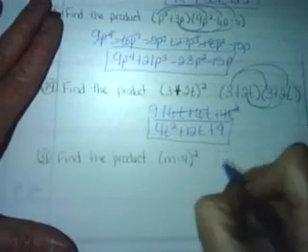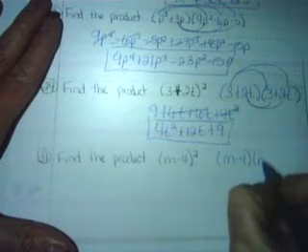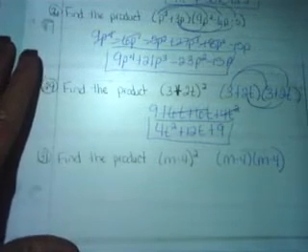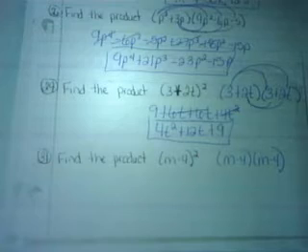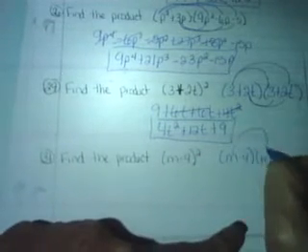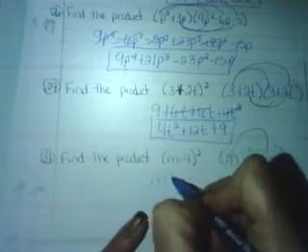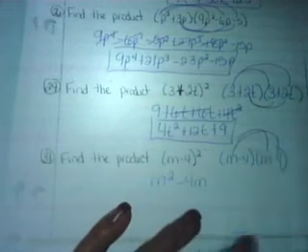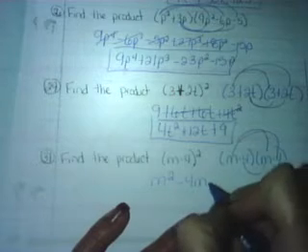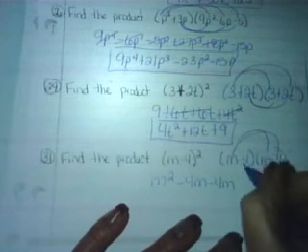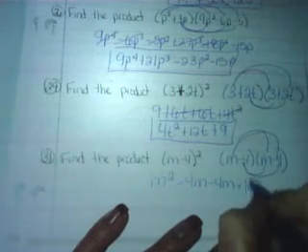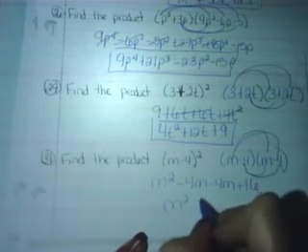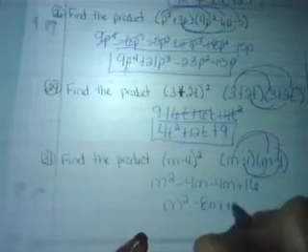Find the product. So I have m minus 4 times m minus 4. It's just so repetitious because we want to make sure you have the product down. You understand how to multiply polynomials. M times m is m squared. M times negative 4, negative 4m. Negative 4 times m is negative 4m. Negative 4 times negative 4 is plus 16. Combining like terms, I have m squared minus 8m plus 16.